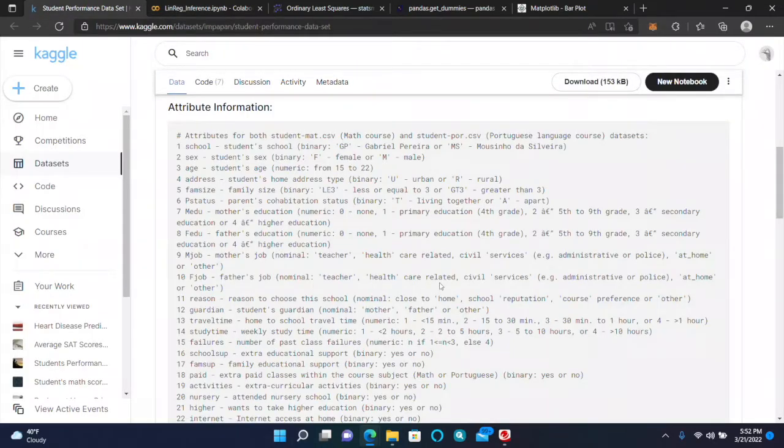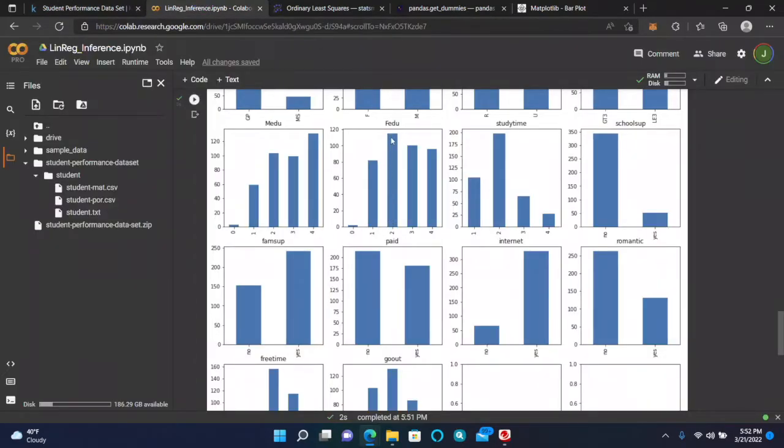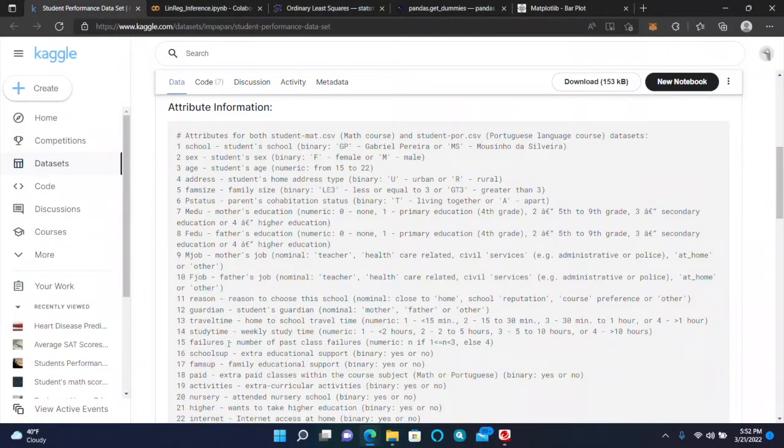Let's go back and see what 4 means. It means that the mother went to college. 2 means the father quit school between 5th and 9th grade. As you can see, there's quite a bit of that here. Study time being a 2, down here, means they study between 2 and 5 hours throughout the week.